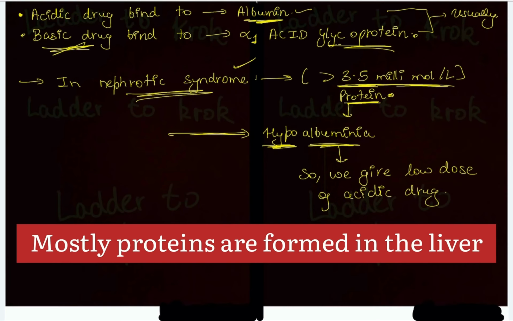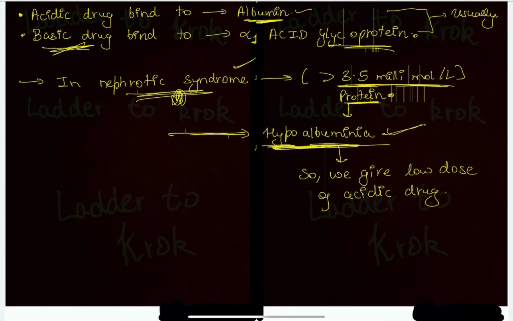You know, albumin and all of the proteins are formed in the liver. So if there is any liver disorder like cirrhosis, or many other disorders, then we will also have this hypoalbuminemia. So whenever a person is suffering from nephrotic syndrome or hypoalbuminemia, in those cases we will give a low dose of acidic drug. Why? Because that person has less albumin. When there is less albumin, there is less protein present in the person to bind with that acidic drug. I hope this is clear to you.